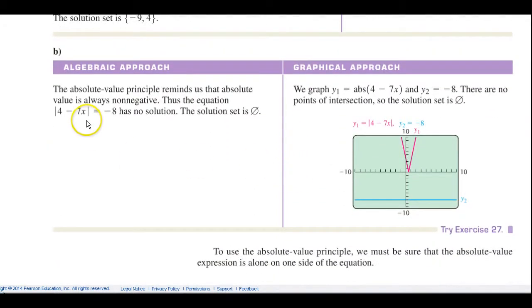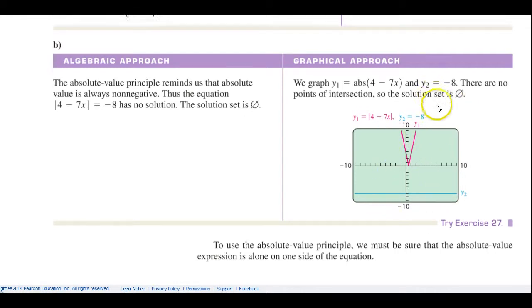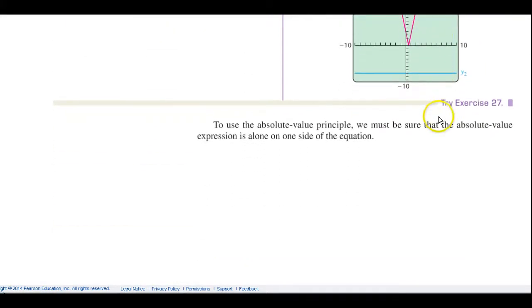But then when we did this other one, we said there was no solution because the absolute value of something cannot equal a negative 8. By the way, where is negative 8 on this graph? So you could graph this part, but the negative 8 is way down here, and there's no intersection of these. Okay, so let's continue.